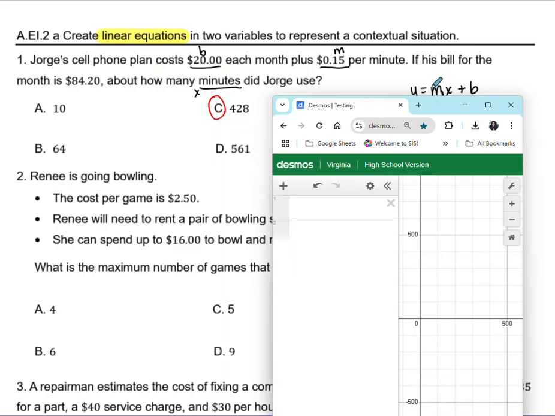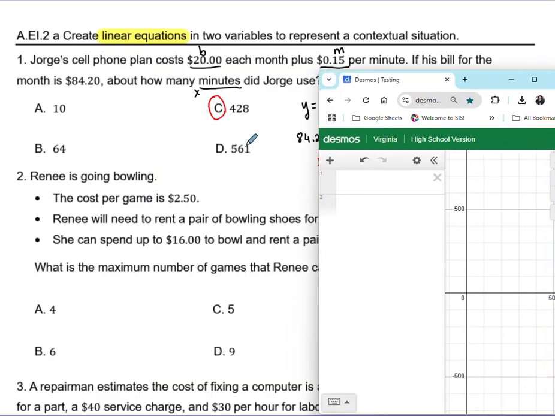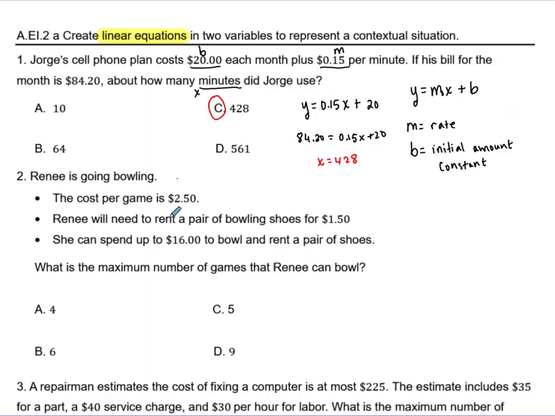For the second one, it costs $2.50 per game. So this looks like my rate of change, my slope. And she will need to rent a pair of bowling shoes for $1.50. This looks like my initial amount, or my y-intercept. Those two are the same thing. The rate of change is the slope, which is m, and the initial amount is the y-intercept, where it crosses the y-axis, and that's b.